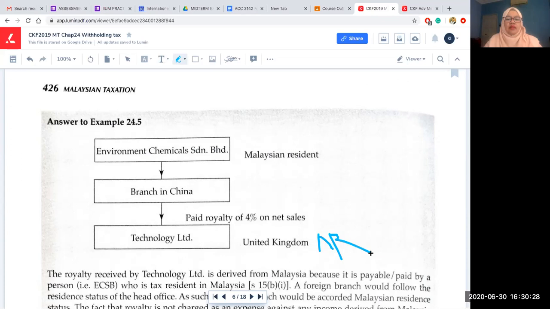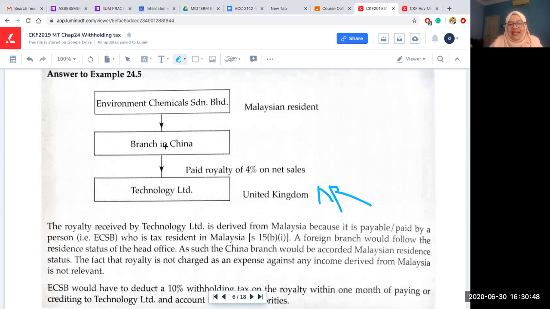So the issue here is, do you have to withhold tax on the payment to the UK? Payment to the UK of 300,000 by the branch in China. The branch in China is actually part of the parent company, Environment Chemicals Limited. So the royalty received by Technology Limited is derived from Malaysia because it is payable by a person who is tax resident. This one is a resident, right? A foreign branch would follow the resident status of the head office. So if the Malaysian company is a resident, the branch in China is also a Malaysian resident company. So in this case, derivation is: the payer is a Malaysian resident company paid to a non-resident person. The royalty payment. So because of that, the China branch would be accorded Malaysian residence.